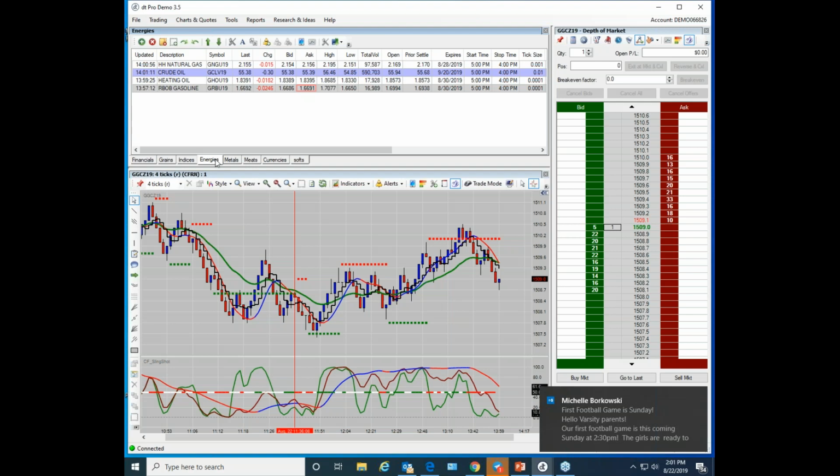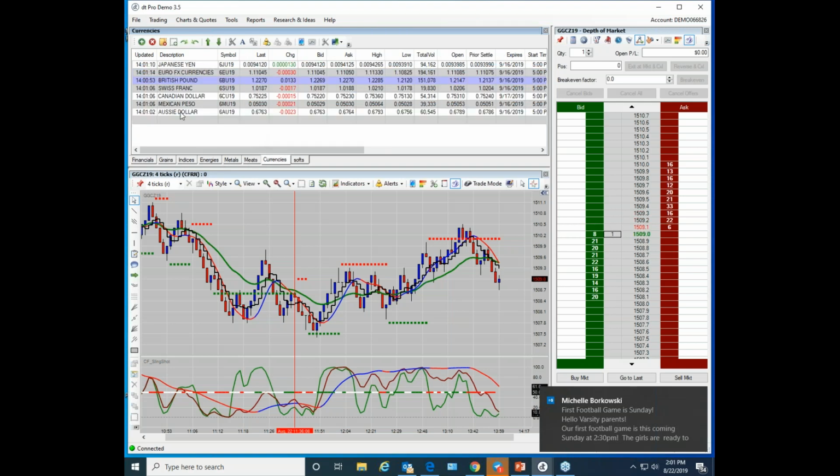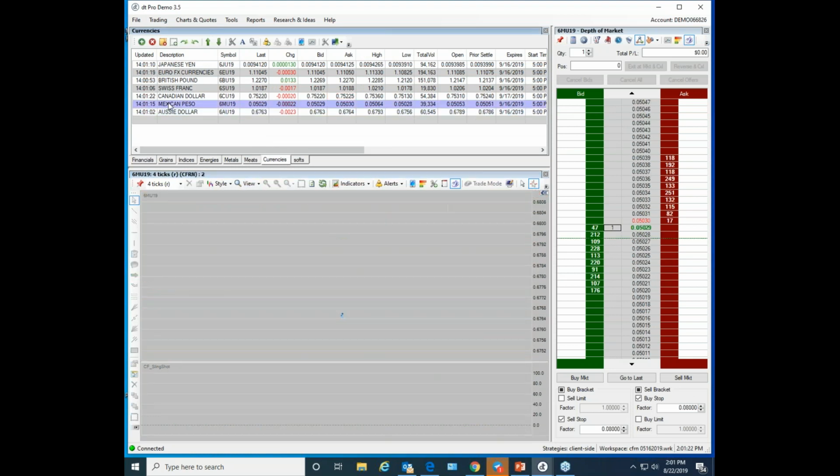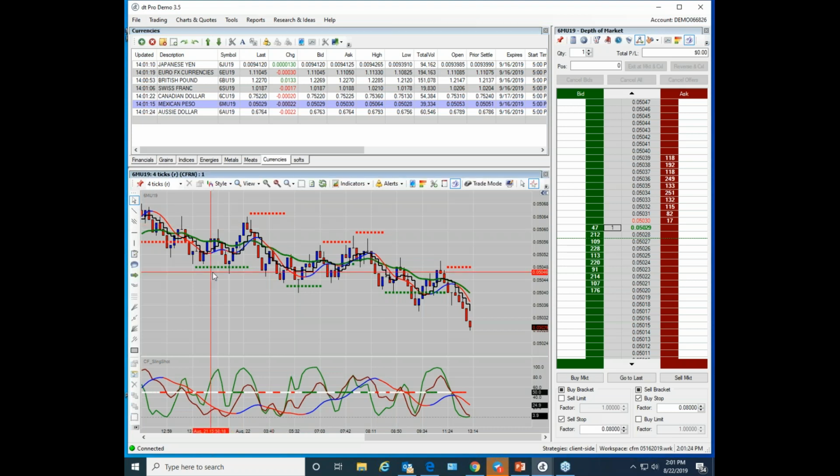Let's go to, let's try a different currency. Lower lows. Here's the Mexican peso. Okay, that's potential short.